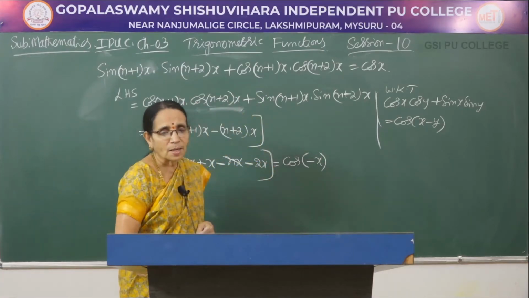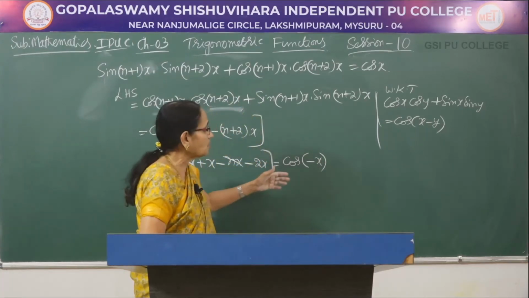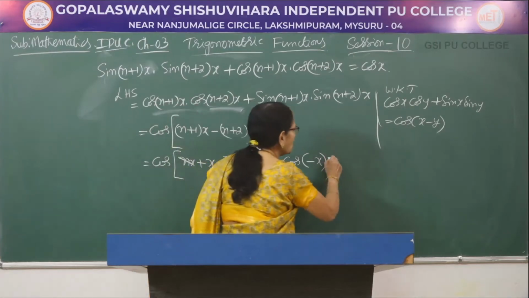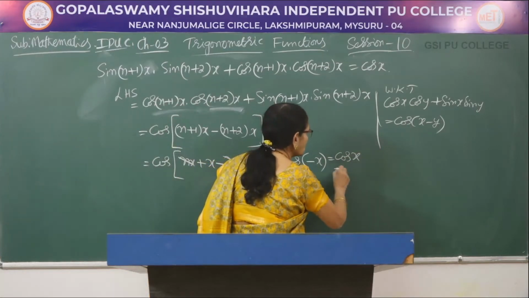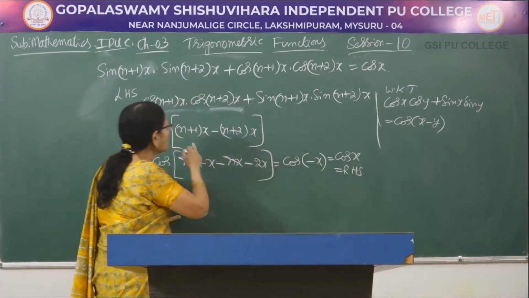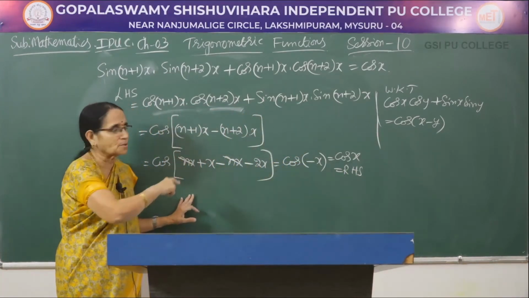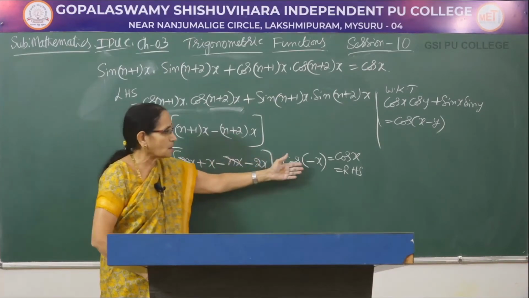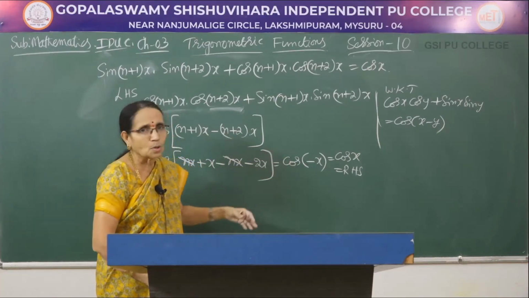Now, I am using another result here. Cos of minus theta is equal to cos theta, so it is cos x, which is the right hand side. Or if I had taken n plus 2 into x minus n minus 1 into x in the first place, we would not have come across the minus sign there. Directly we could have written.